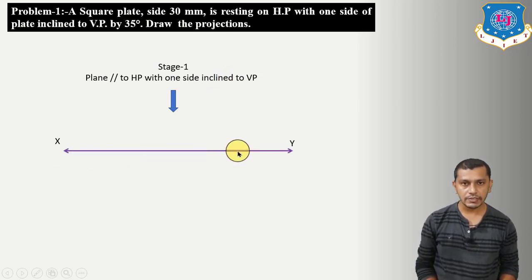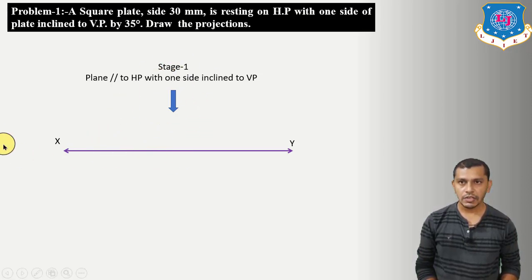So first of all draw the XY reference line, and we are going to draw the projection of the planes by using the first angle projection method. If we are using the first angle projection method, then the plan of the plane will be below the XY reference line, and the elevation of the plane will be on the XY reference line or above it. So in each and every problem of projection of plane we will use the first angle projection method.